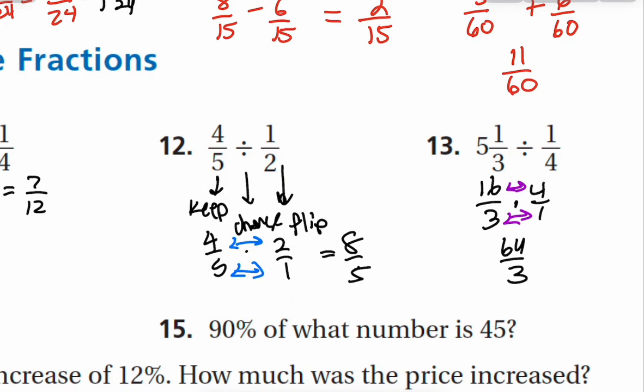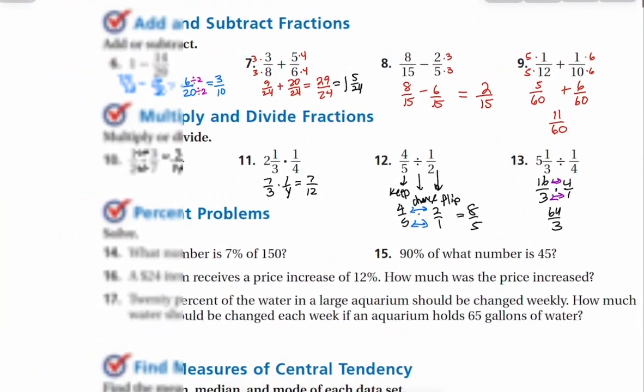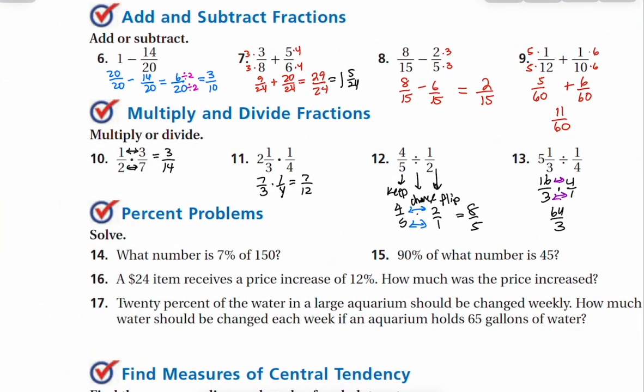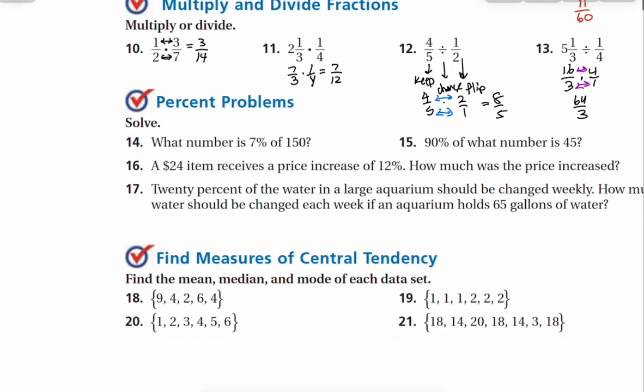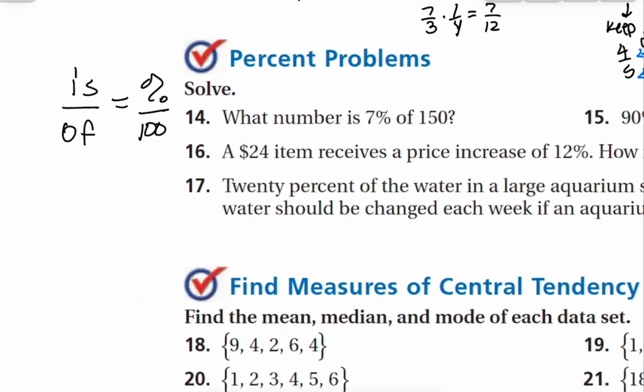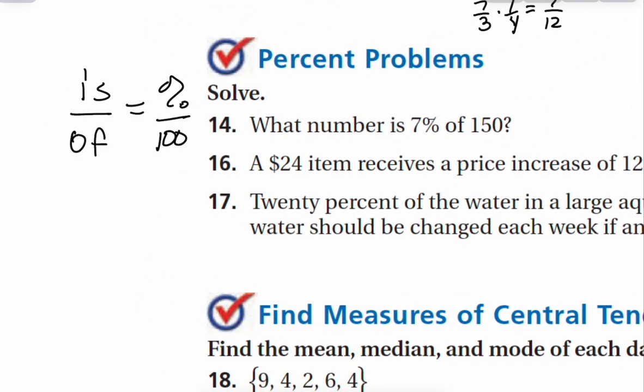Okay? Everybody good with multiplication and division now that we have seen a few problems? Good? Okay. The percent problems. They're not going anywhere. For probability and things like that, percentage problems come up again. When are you going to see percentage problems again? On the final. They're going to be there. But guess what? We know how to do 14 and 15. Do you remember that formula is over of equals percent over 100? Remember that?